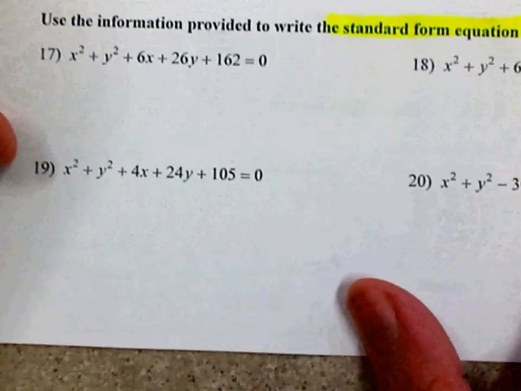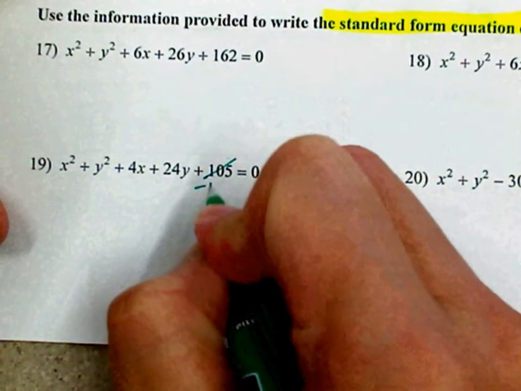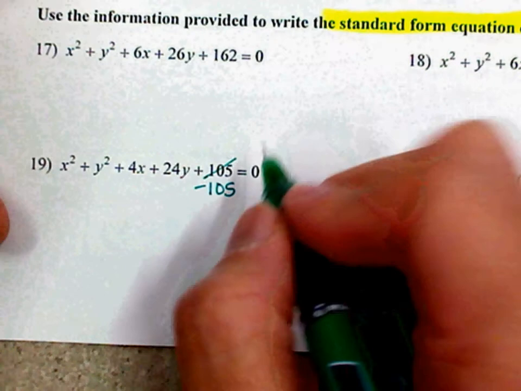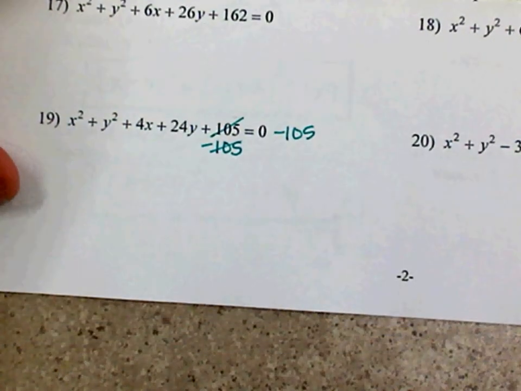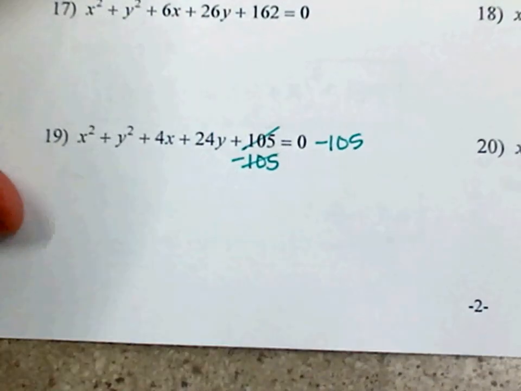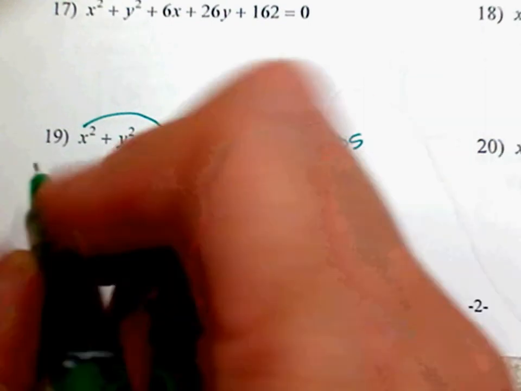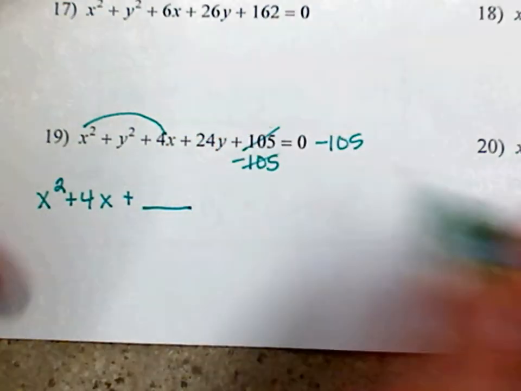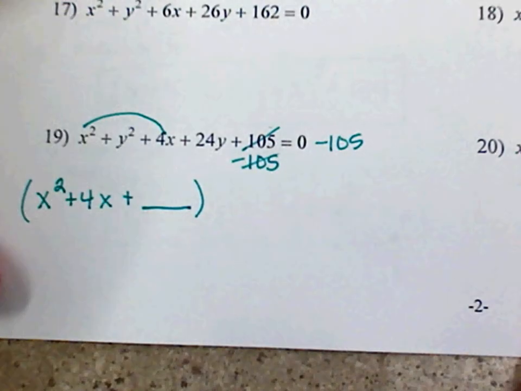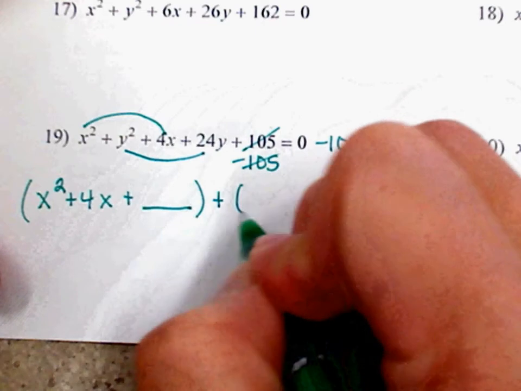Move the numbers over. What you do to one side, you do to the other side, just like that, okay? This is number 19. All right, let's put the x's together. We're going to put x squared plus 4x plus a blank, and put parentheses around it. Everybody good? Now we're going to put the y's together. y squared plus 24y plus a blank in your parentheses.